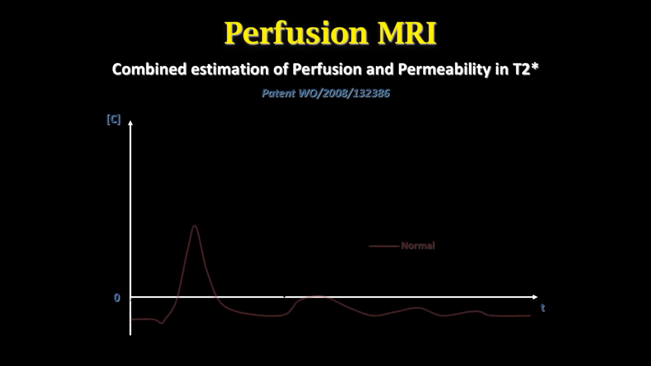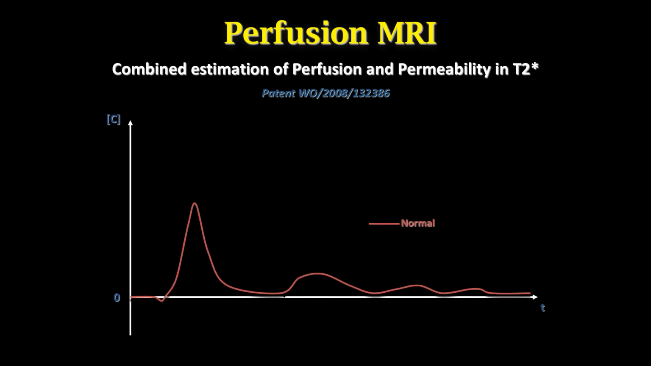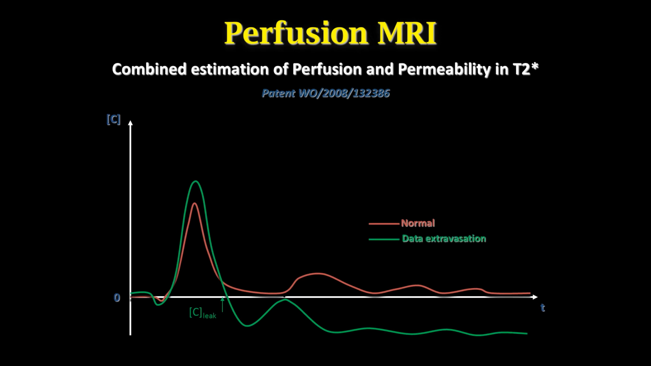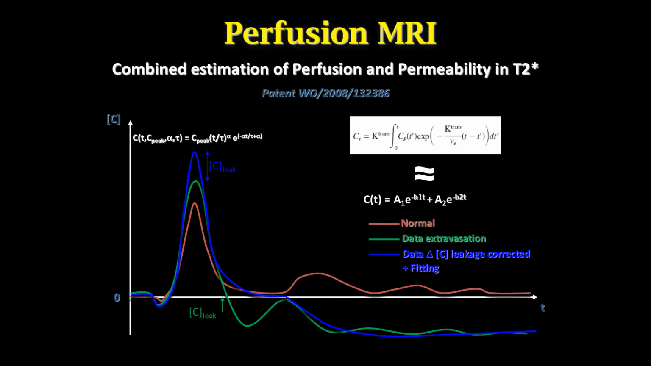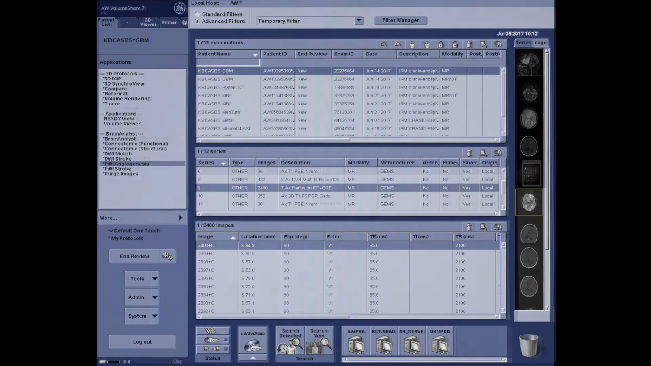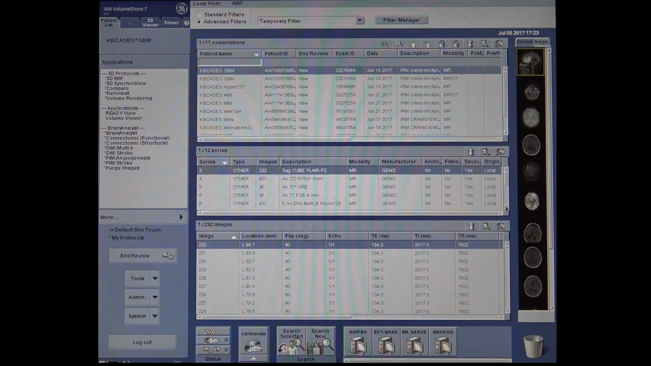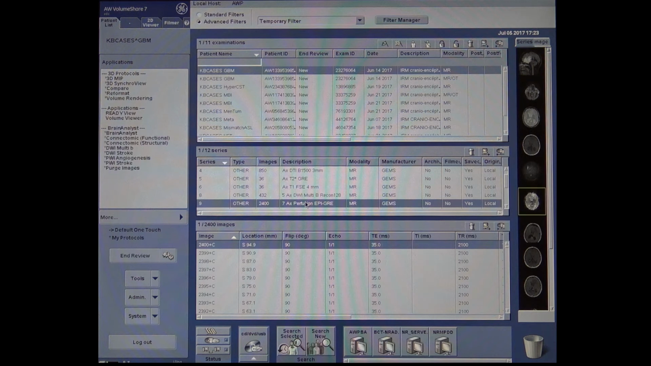Another issue with brain tumors is contrast leakage, which prevents accurate estimation of the perfusion parameters without contrast leakage correction. We can perform a combined estimation of perfusion and permeability in a T2-star MR perfusion sequence using the BrainAnalyst patented algorithm, which corrects for the leakage, thus estimates the angiogenesis. To do so, the user in the AW database has to select the MR perfusion sequence and click on the appropriate BrainAnalyst button. In that case, PWI angiogenesis.